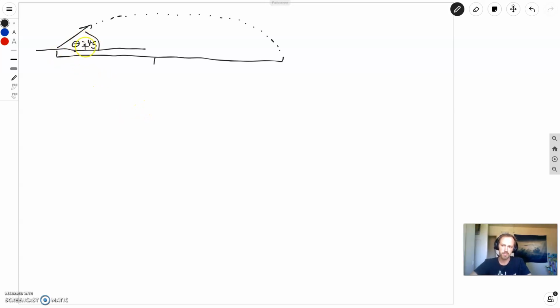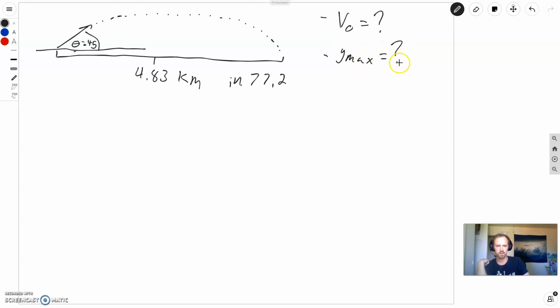So in our problem, he's launching it at a 45-degree angle, and we know it goes 4.83 kilometers in 77.2 seconds. And we want to know two things. What was the initial velocity in this 45-degree direction that he hit it with? And what is the y max? The highest height that the ball gets to.